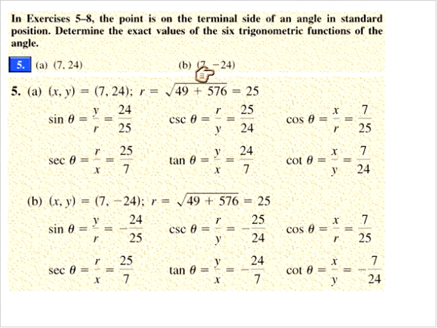Notice for the second point, it is still going to be the exact same answers for r. So r is still going to be a positive 25 because you're squaring it. The only thing that's going to change is notice anytime you're dealing with a y value, so sine or cosecant, you're going to have a negative there. And tangent as well will be affected by that because we use y in tangent and cotangent. So just those 4 things should be negative instead of positive.